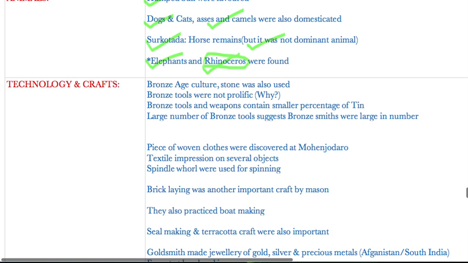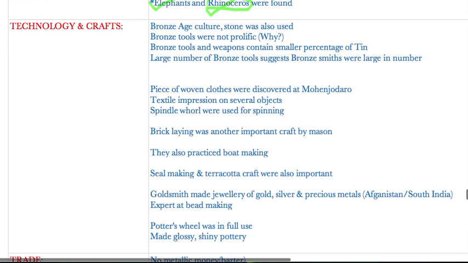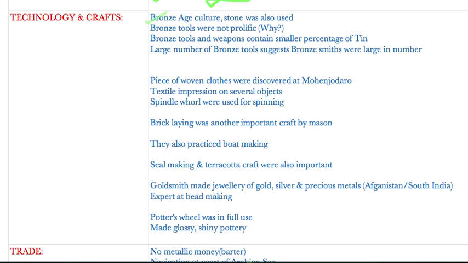Then technology and crafts. So it was a bronze age culture, but still stone was used. So bronze tools were not prolific, and why was it not prolific? Because of paucity of tin. Tin was not available in nearby places. So copper was brought from the Khetri mines in Rajasthan, and tin was probably brought from Afghanistan or Hazaribagh. Okay. Then bronze tools and weapons contain a smaller percentage of tin, as you can guess.